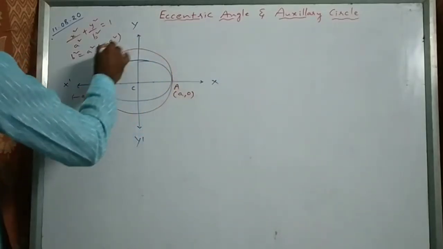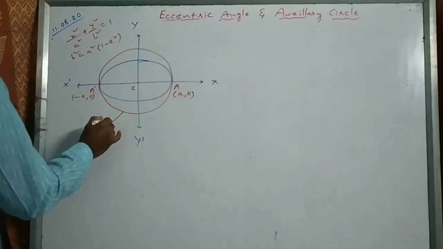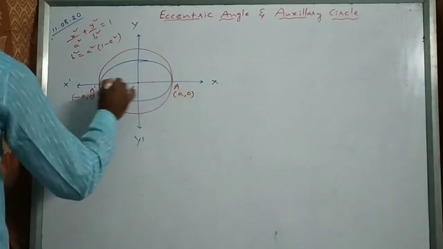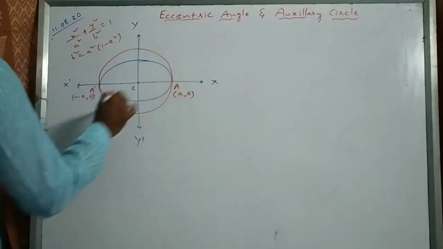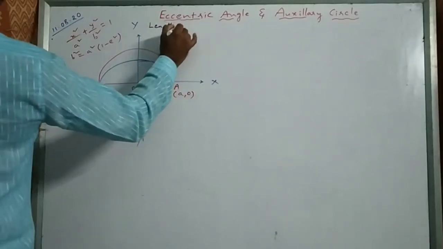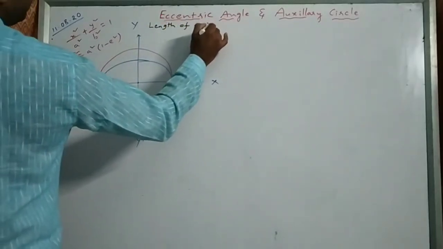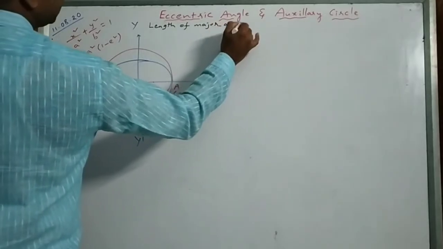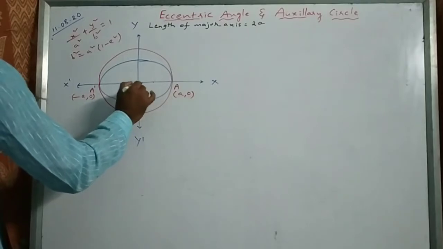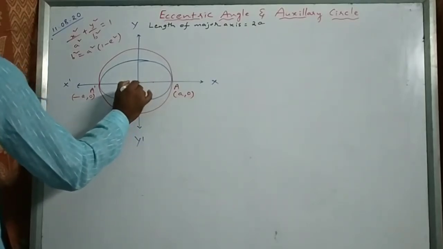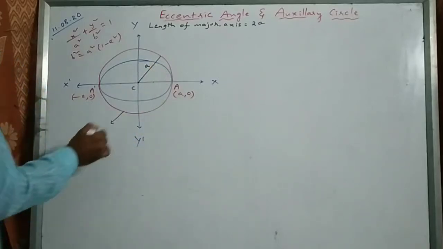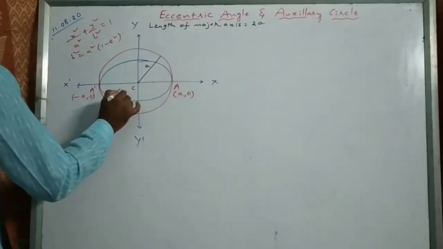So now consider this circle. This circle is drawn with C as center and AA dash. AA dash means what? Length of major axis. What is the length of major axis here? Length of major axis is 2A. So semi major axis is A. So I am drawing the circle with radius small a and the center is C, origin.